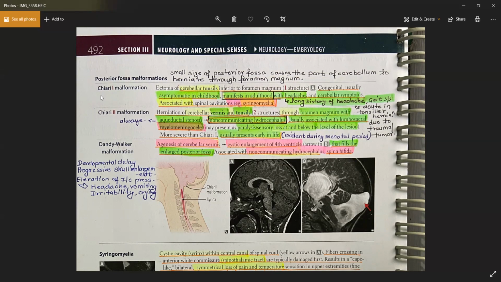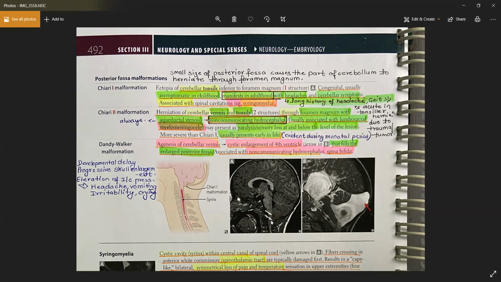You have two types of Chiari malformations. One is Chiari malformation type 1, and the second is Chiari malformation type 2. In Chiari malformation type 1, you have a very slight decrease in the size of the posterior fossa, and as a result, the cerebellum cannot be accommodated in it, and the cerebellar tonsils will herniate through the foramen magnum, as you can see.